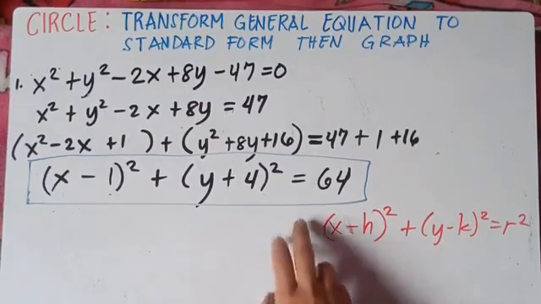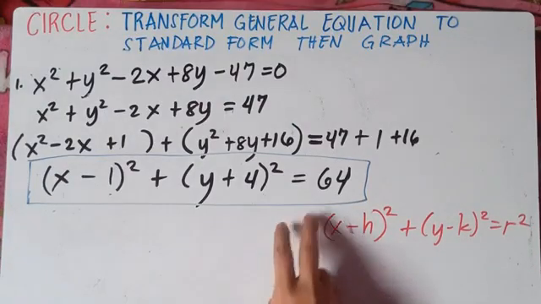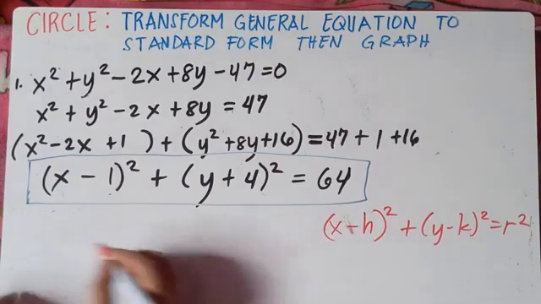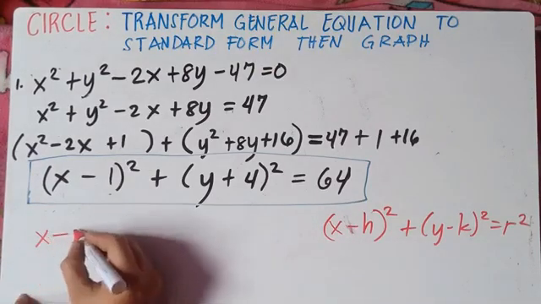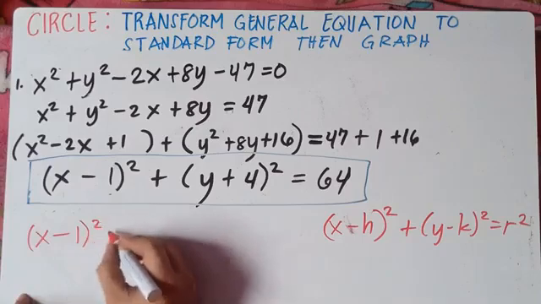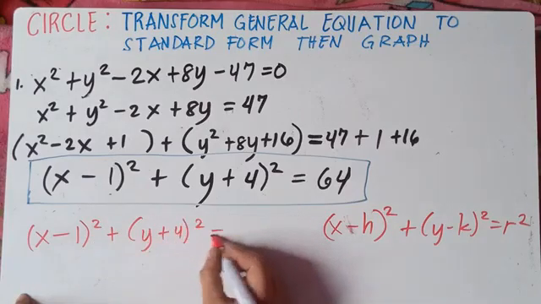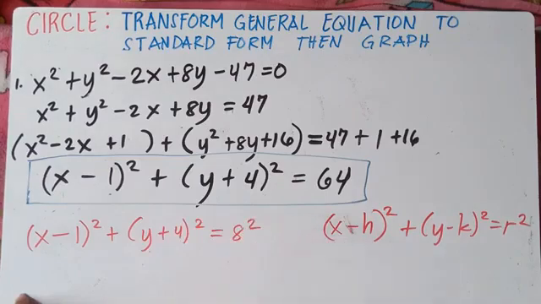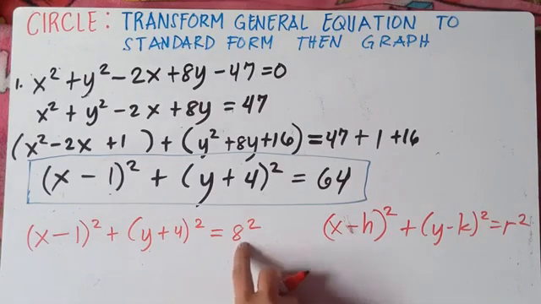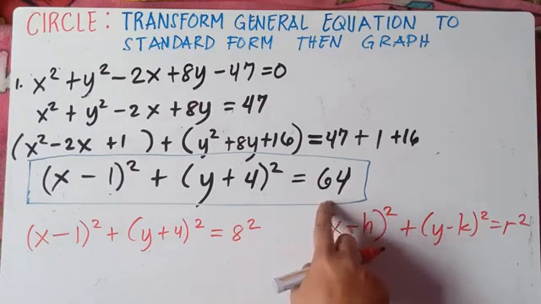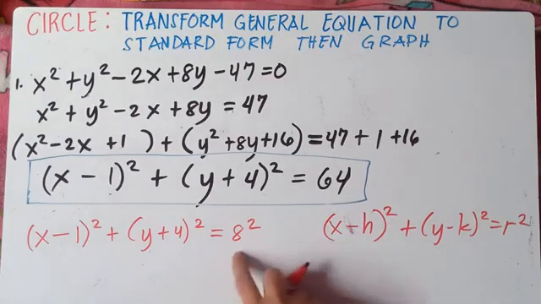Now, to get the value of the radius, therefore, your equation will be x minus 1 squared plus y plus 4 squared equals 8 squared. Why is it 8 squared, sir? Because if you multiply 8 by itself, 8 times 8, that is 64. Therefore, the radius is 8.